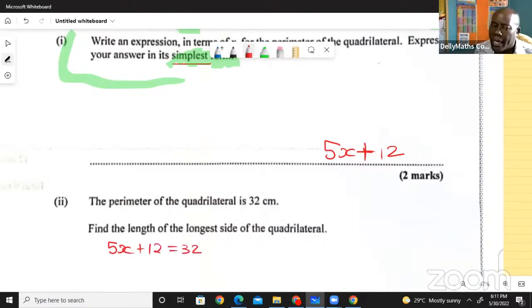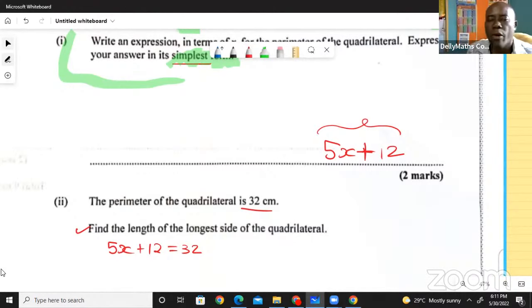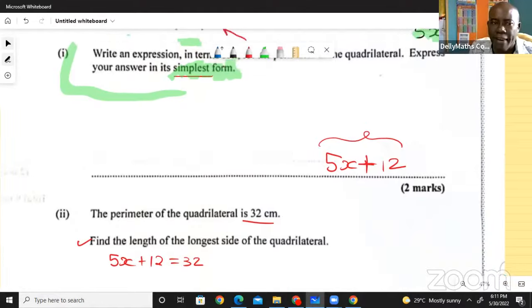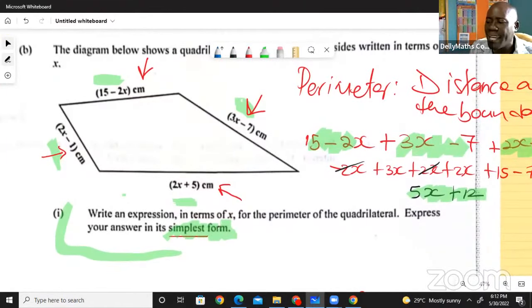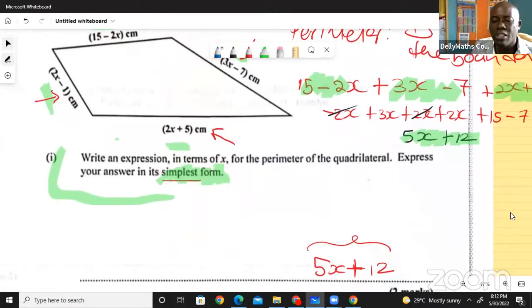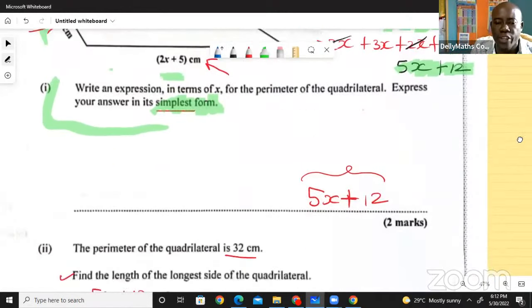This is an idea because they gave me the perimeter and asked me to write an expression for the perimeter already. So we can equate those to help us solve the problem. The problem says find the length of the longest side of the quadrilateral. Before we can find that, we definitely need to know the value of x. Then we substitute that value of x into all 4 sides to see the longest side. So let us take our time to find the value of x first.